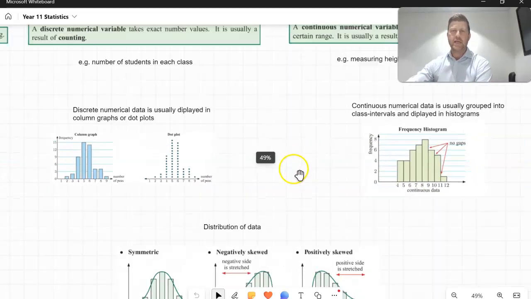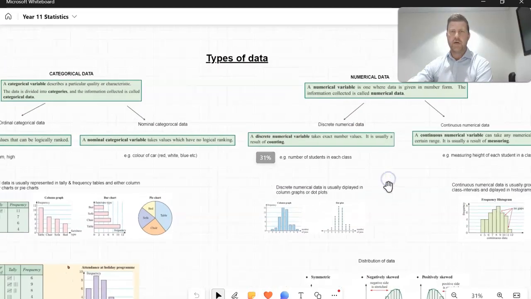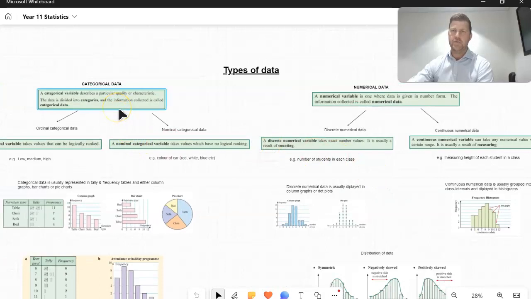Okay, so essentially that's the difference between the two types of data, categorical and numerical. Again, categorical, you're collecting data, it's a word response. If it takes order or there's a ranking, it's ordinal. If there's no order or ranking, it's nominal. If you're collecting data and the response is a number, it's numerical data. Usually if you can count it, it's discrete. And if you're measuring or timing it, for example, it's continuous.